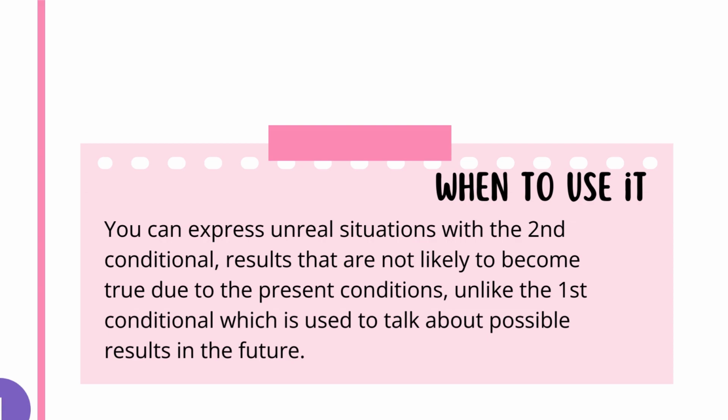Now, remember, we use the second conditional to express unreal situations, results that are not likely to become true due to the present conditions, unlike the first conditional, which is used to talk about possible results in the future. Now, go to the next video to continue learning.